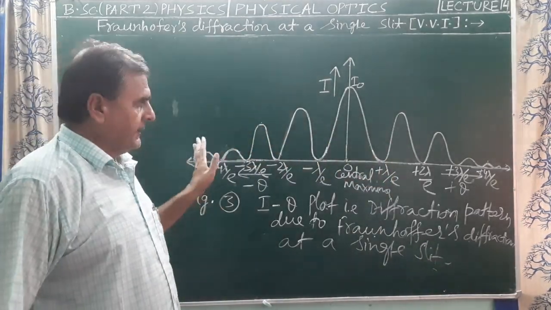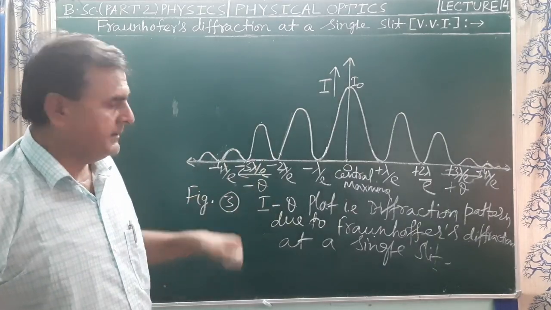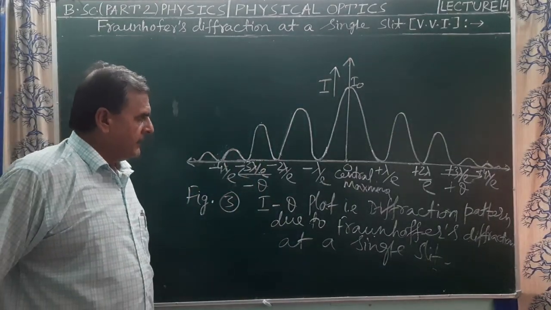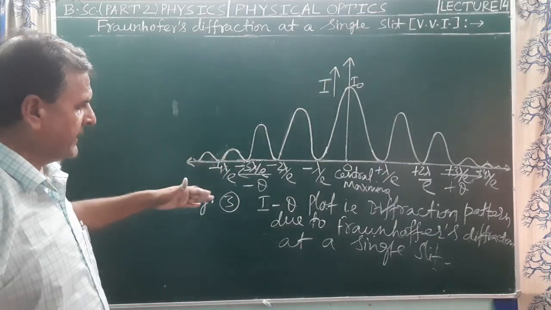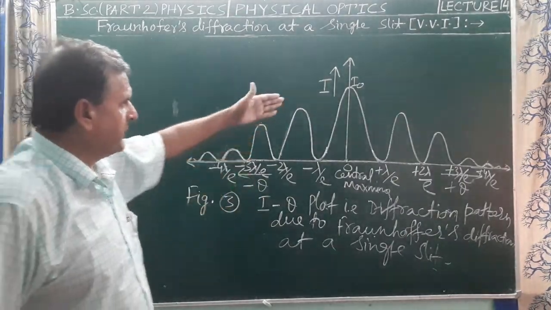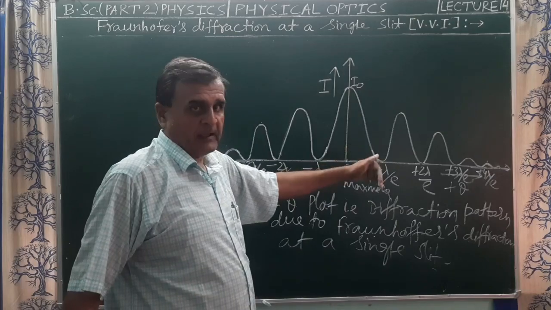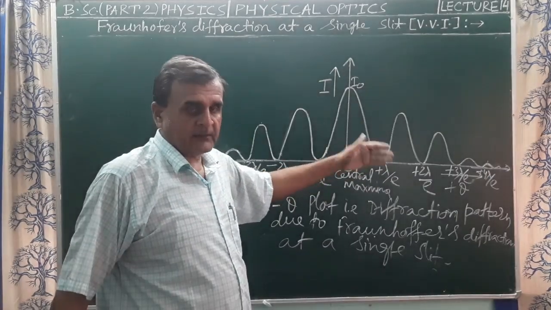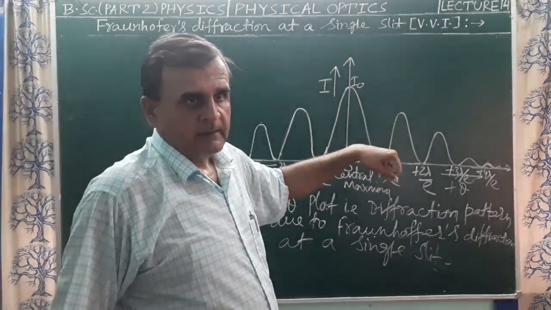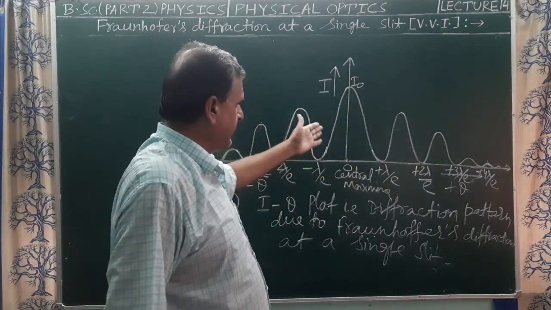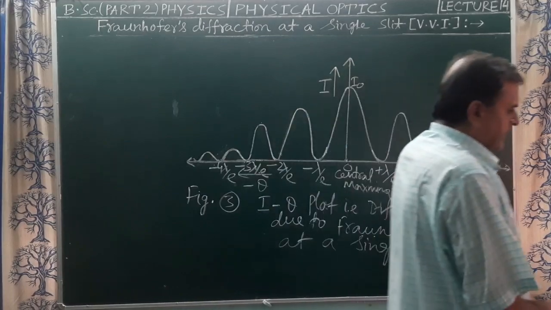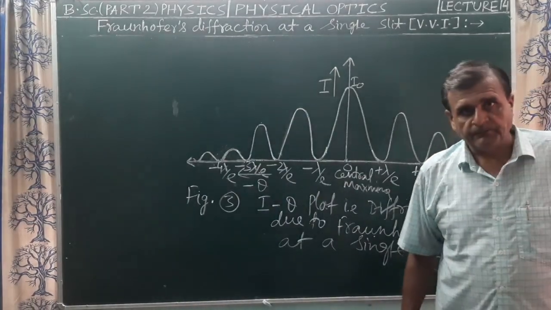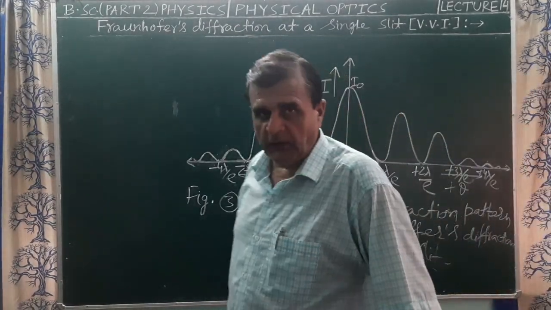Now this video is completed after the diffraction pattern due to Fraunhofer diffraction at a single slit, in which variation of intensity of light about central maxima with direction of maxima and minima, that is theta, plus theta and minus theta, is represented in this plot which is shown in figure 3. Now this video is completed.